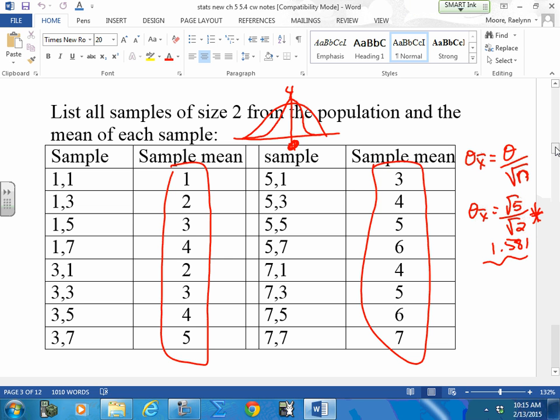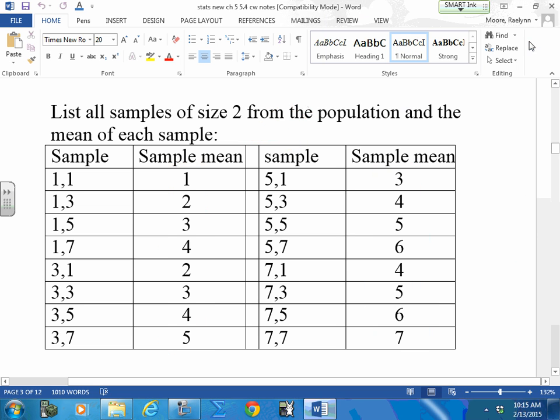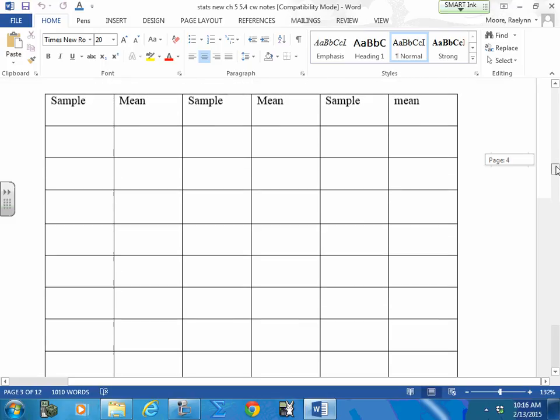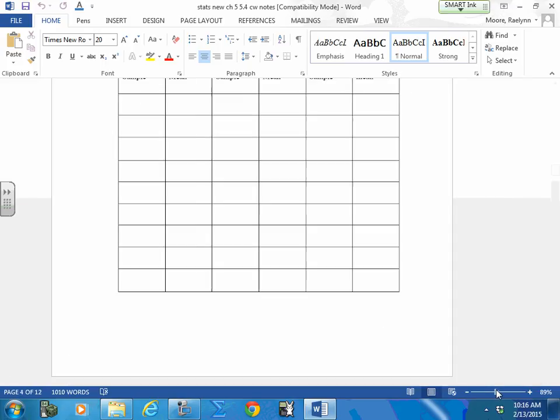So now we're going to do one ourselves because we're still not believing it. Okay? Now I have another population, 1, 3, 5, and I want to take a sample size of 3 from it. I want to take all the possible samples, take their mean, then take the mean of those means and find the standard deviation. So this is how we're going to do this. We're going to work this in a pattern. I'm going to try to fit this whole thing in here.